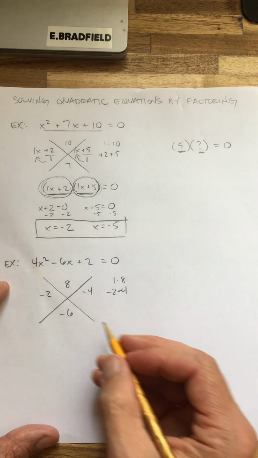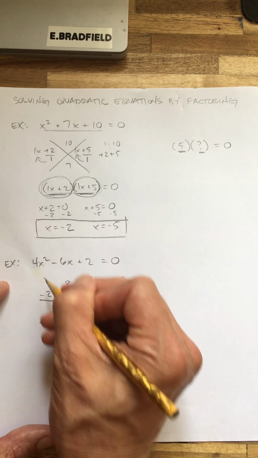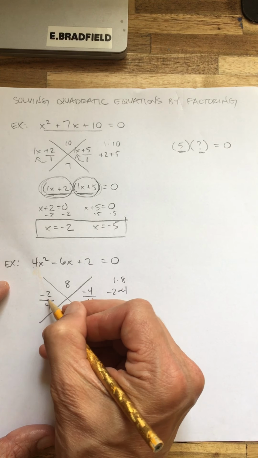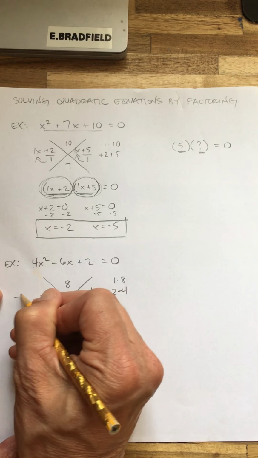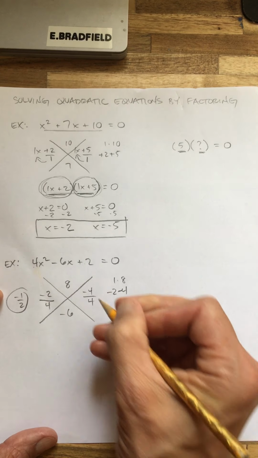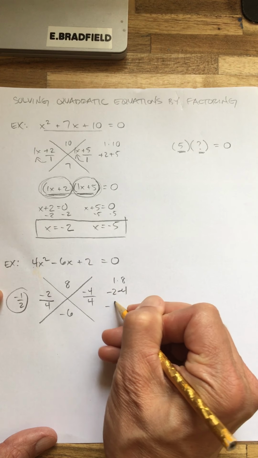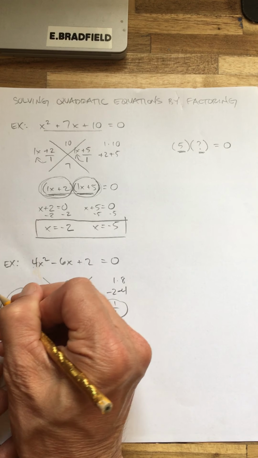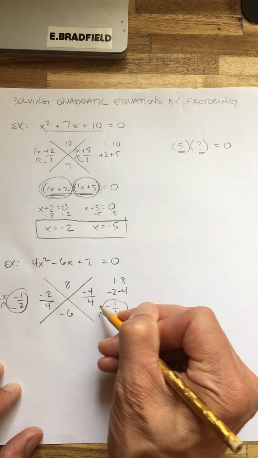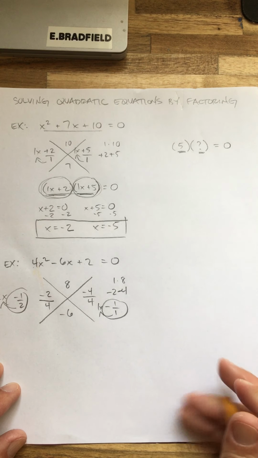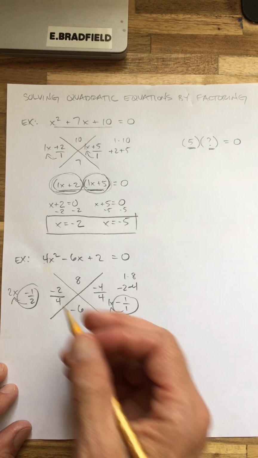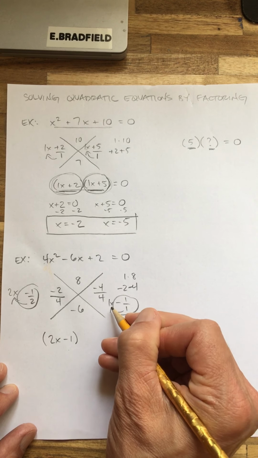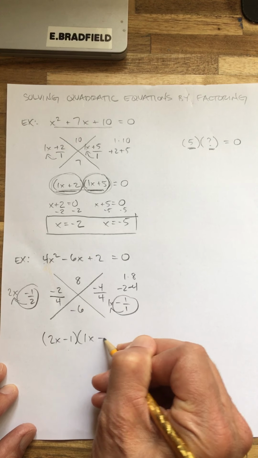Okay, divide by a. A is 4. Divide by a is 4. All right, this needs to be simplified. Okay, so that's negative 1/2, circle it. This needs to be simplified, that's negative 1 over 1, put a circle around it. Okay, bottoms up, we have 2x. Bottoms up, we have a 1x. All right, and here we have my two factors, 2x minus 1 and 1x minus 1.